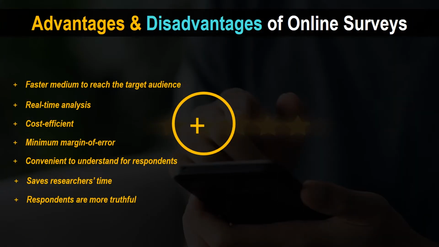Respondents are more truthful. When an online survey is conducted within a target audience, researchers allow respondents to answer anonymously. So, due to that anonymity involved in online surveys, respondents usually depict more honest and truthful behavior in providing feedback.